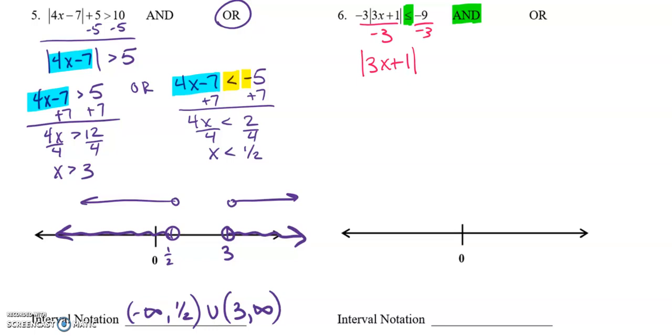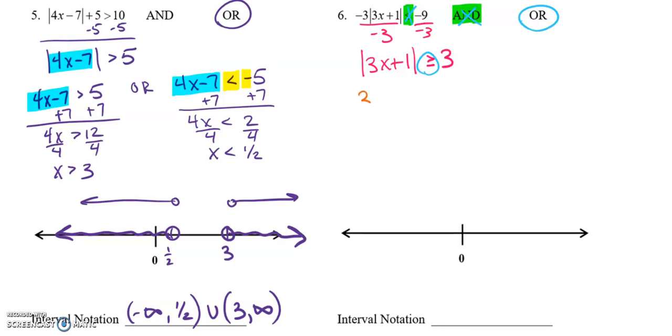When we divide by a negative 3, what do we have to do? We have to flip our symbol around. So now this is really the absolute value of 3x plus 1 is greater than or equal to 3. Greater. So this whole idea of, hey, this is a less than, it's an and, is wrong because now it's really a greater than, which makes it an or scenario.